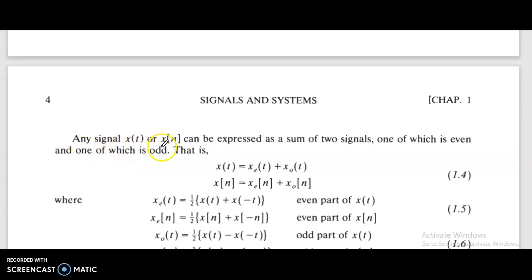Any signal x of t or x of n can be expressed as a sum of two signals, one of which is even and one of which is odd.